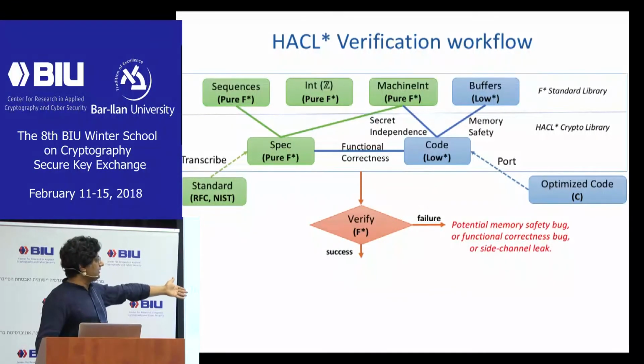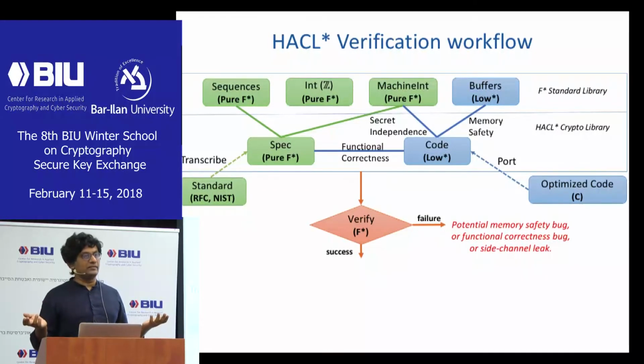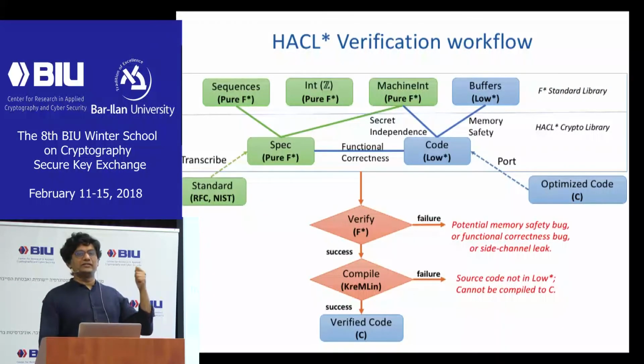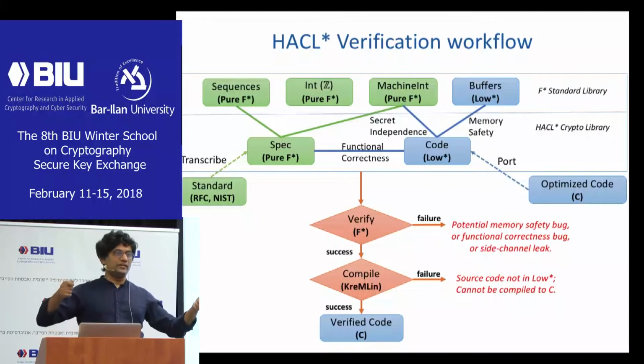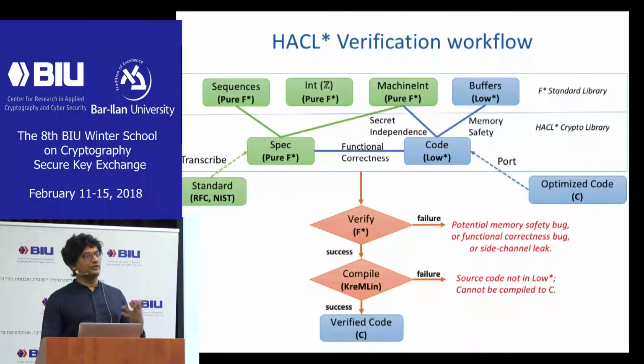And if F star fails, then you potentially have a memory safety bug or a side channel or a functional correctness bug. Okay? Usually you have them and you can tell what the bug is. Sometimes it might be hard to tell what the bug was. If you succeed, then you can run your compiler, and the compiler is going to check that your program is actually in a form that can be compiled to C, and it's going to spit out C code for you, which you can run, compile with GCC, Clang, CompCert, whichever your favorite compiler is.